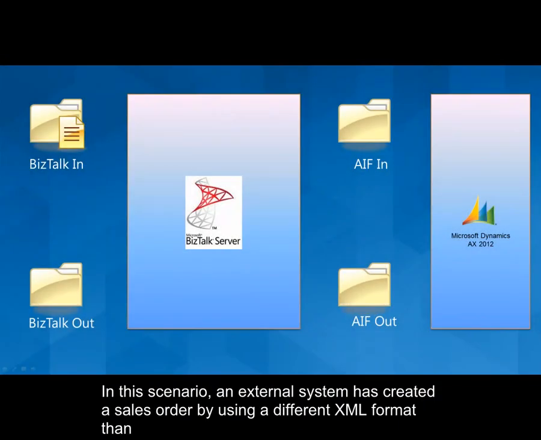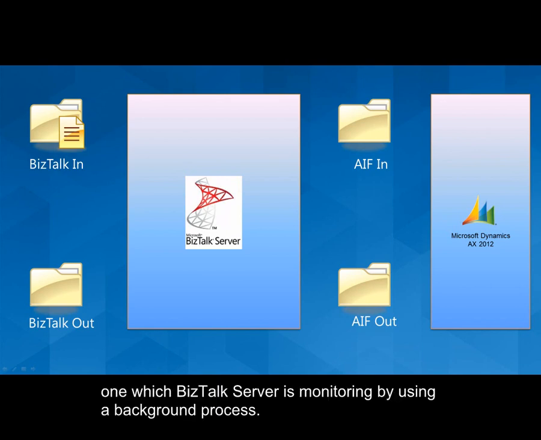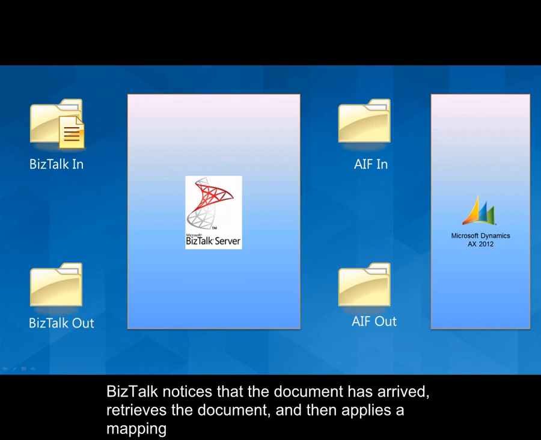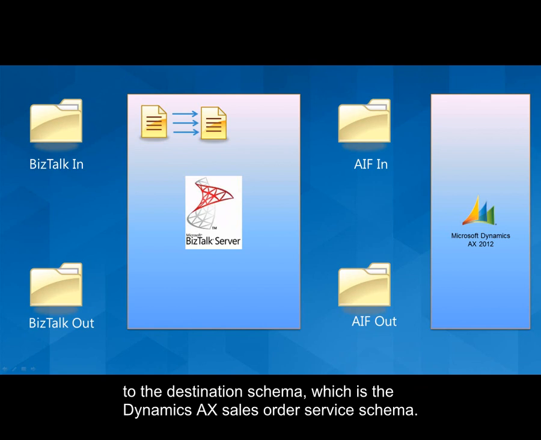In this scenario, an external system has created a sales order by using a different XML format than the Dynamics AX 2012 sales order service expects to receive. Currently, the sales order is saved to a file system directory, one which BizTalk Server is monitoring by using a background process. BizTalk notices that the document has arrived, retrieves the document, and then applies a mapping process that translates values from the source schema to the destination schema, which is the Dynamics AX sales order service schema.